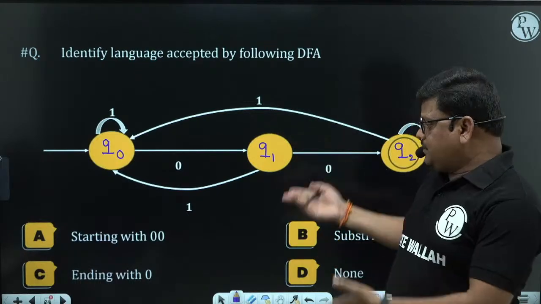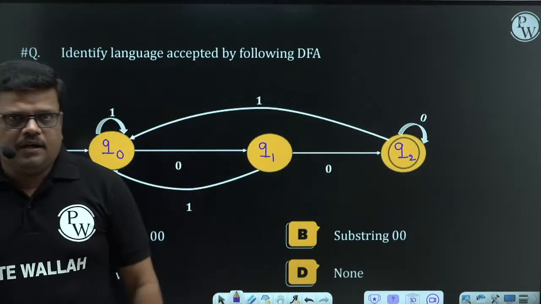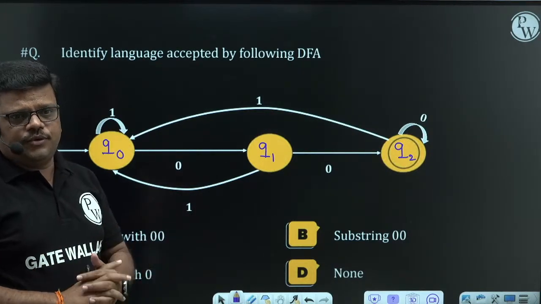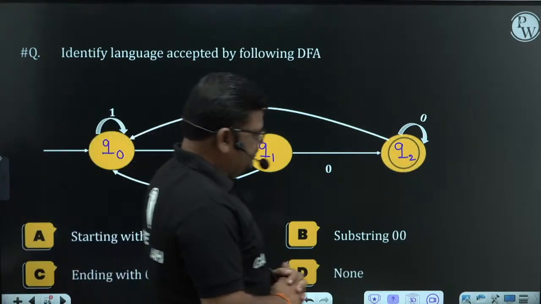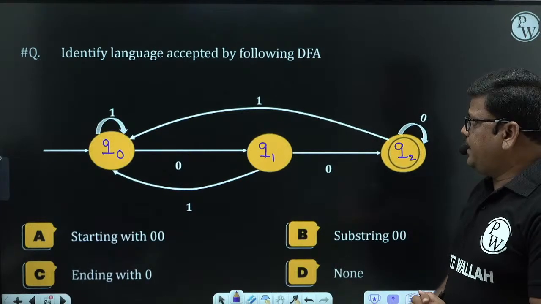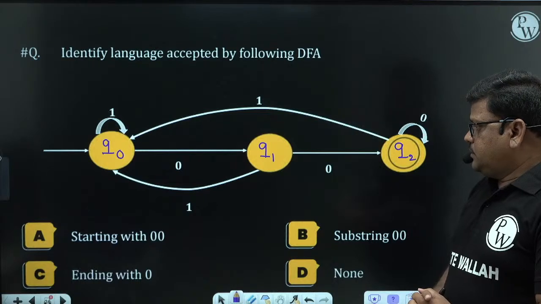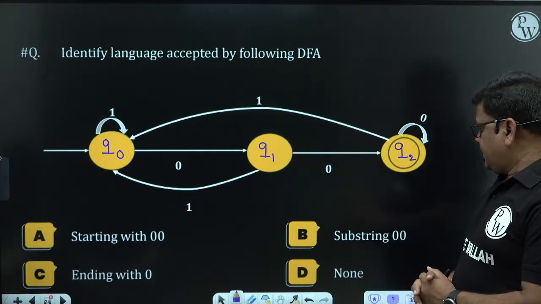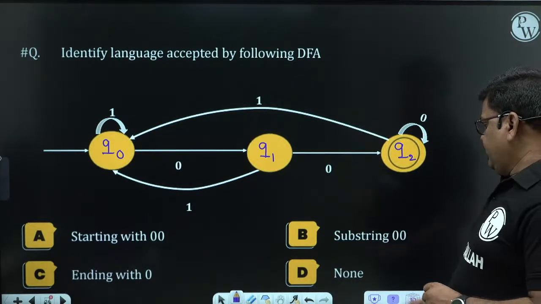So try to give the answer. I told you, to answer this type of questions, elimination is the best trick. We can get answers correctly if we use the elimination trick. Identify the language accepted by the following DFA. Set of all strings starting with 00, first option. Set of all strings having substring 00, ending with 0, none of this.